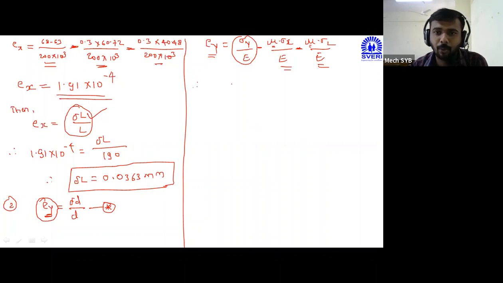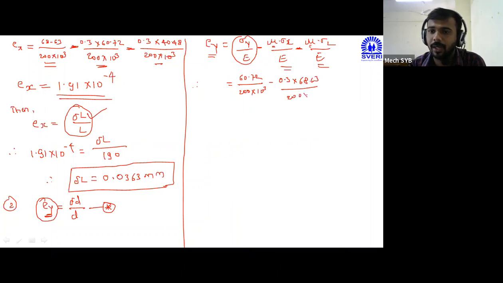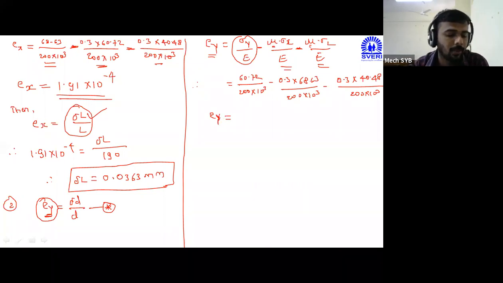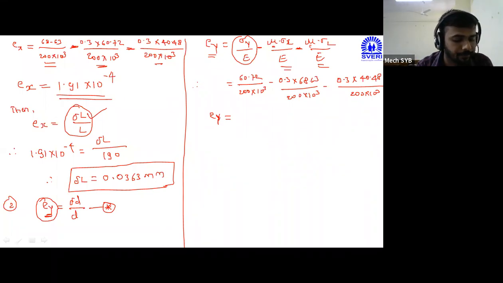Okay, now we have to put all the values here. Sigma y 60.72 divided by 200 into 10 raised to 3, minus mu 0.3 into sigma x 68.63 divided by 200 into 10 raised to 3, minus 0.3 into 40.48 divided by 200 into 10 raised to 3. Now tell me the epsilon y value. How sigma x we have calculated? Same process we have followed, फक्त आपण टर्म काय केलेत? वेगवेगळ्या लिहिलेत as per the epsilon y.